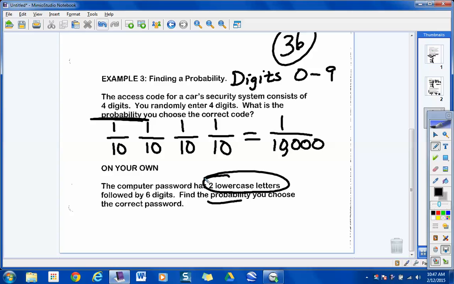Okay, first thing it says that we had here was 2 lowercase letters. In the alphabet, how many letters are in that alphabet? How many letters in the alphabet, kiddos? 26. Okay, we're going to have 2 letters. We're going to have a letter and a letter. And then it's going to be followed by 6 digits. A digit, a digit, a digit, a digit, a digit, a digit.